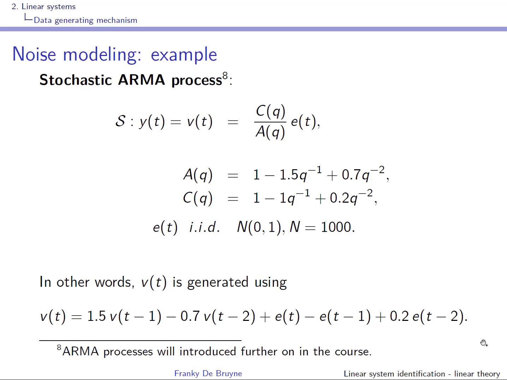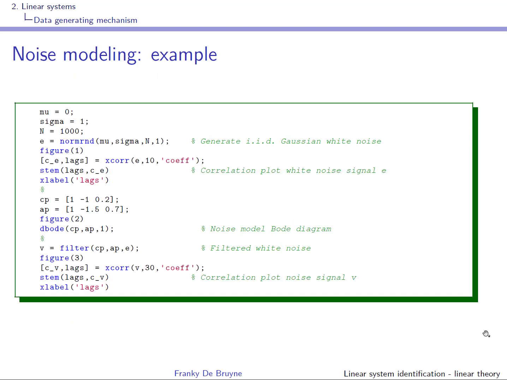Well, remember that e(t) is a sequence of independent variables, but when you look at this equation here, you can clearly see that v(t) depends on previous values. So clearly v(t) will be a sequence of dependent variables. So what you can do in Matlab is generate a sequence of length 1000 of e(t) using the command normrnd, and this will generate a sequence of independent identically distributed Gaussian white noise.